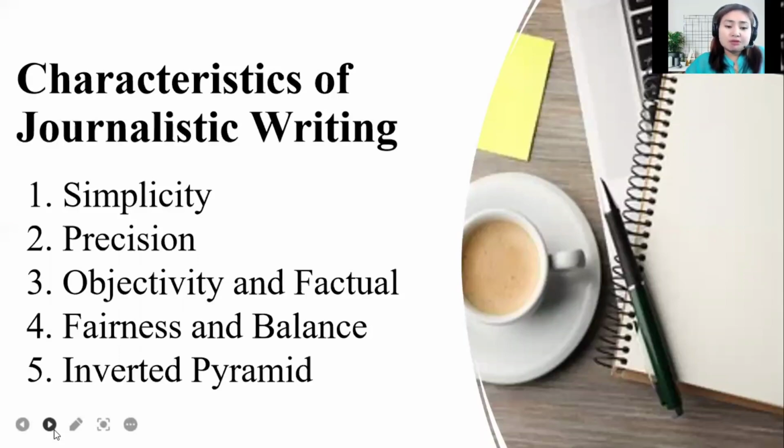And of course, it observes the inverted pyramid style of writing. What do we mean by inverted pyramid? Of course, it goes from the most important detail down to details that are important, but not as important as the first one. Okay, so the inverted pyramid includes who are the persons involved, where it happened, why it happened, and then the other details will be discussed in the succeeding paragraphs. Okay, so that's an inverted pyramid.